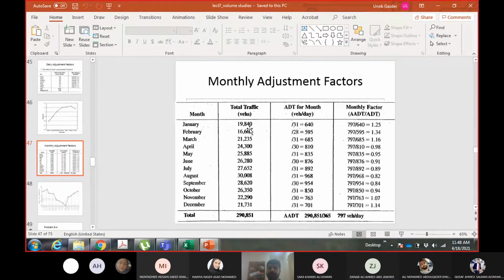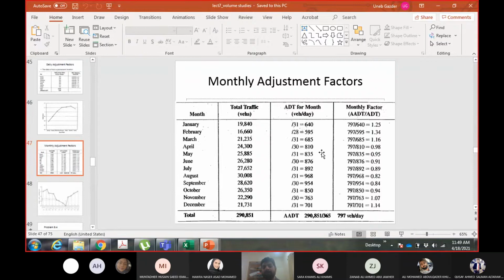January has 31 days, so this number divided by 31 gives you the average traffic of January, the ADT of January, and so on. February it is 28 days. This is the same thing which we did in lecture 3 as well. We calculated the ADT for each month, and this is what they are doing here. Now, this is the average of each month.